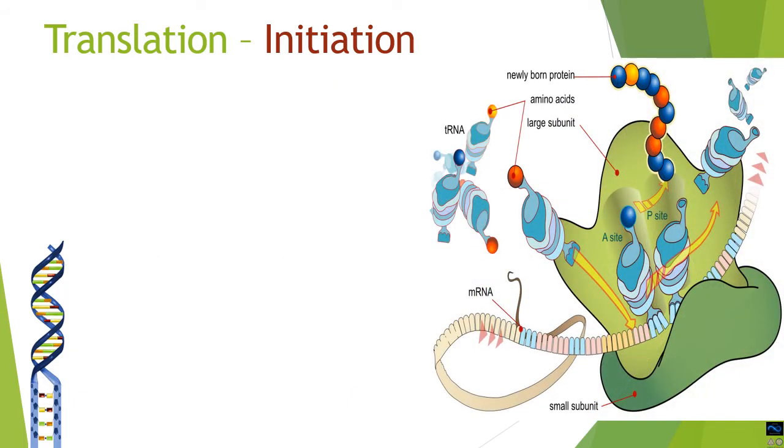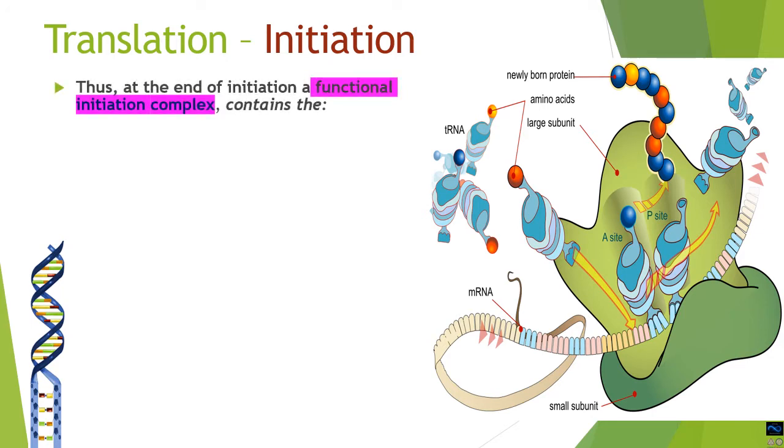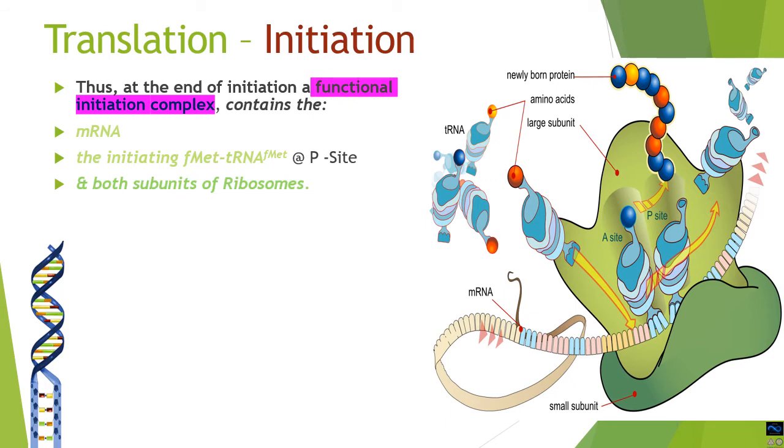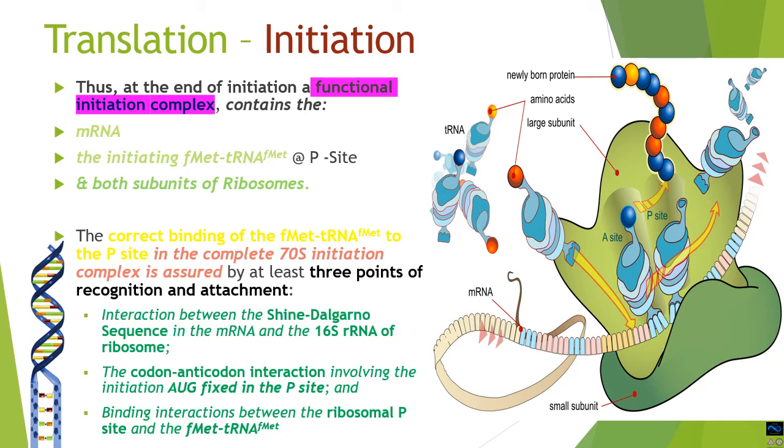So at the end of the initiation phase of translation, the functional initiation complex contains the mRNA, which is to be read, the initiating fMet-tRNA fMet at the P site, while the 30S and 50S subunits are also together. So the correct binding of the initiator fMet-tRNA fMet in prokaryotes at the P site results in the completion of the 70S initiation complex, and usually three different points of recognition and attachment are there.